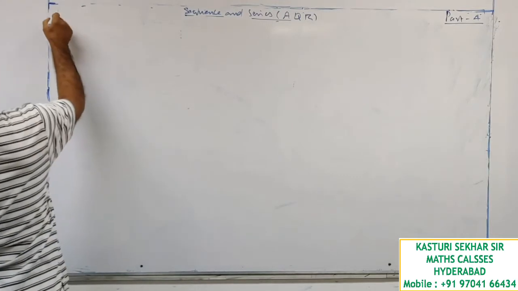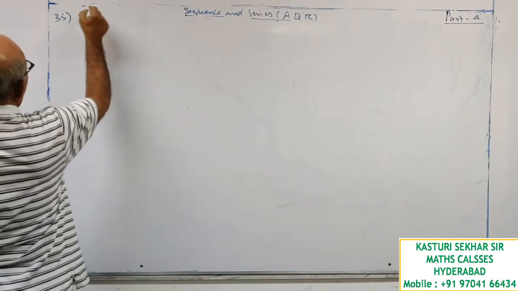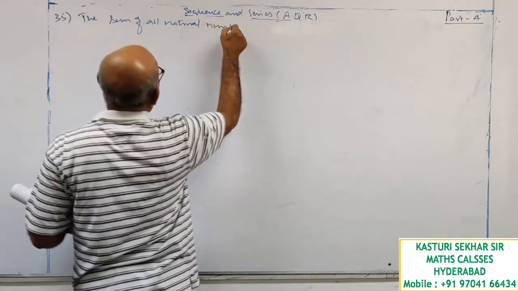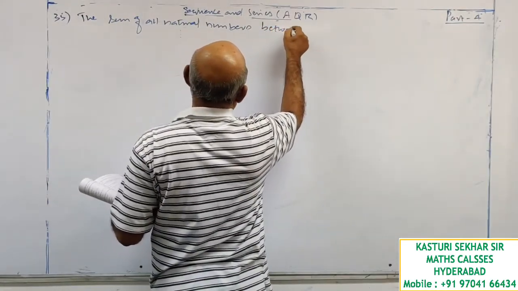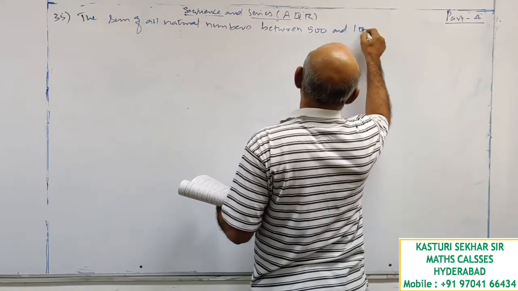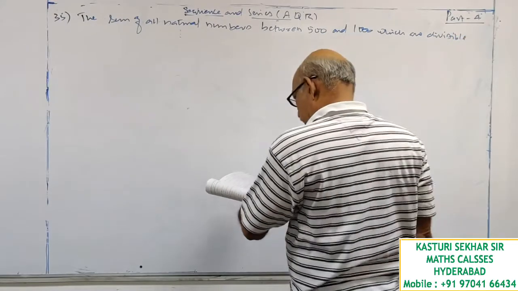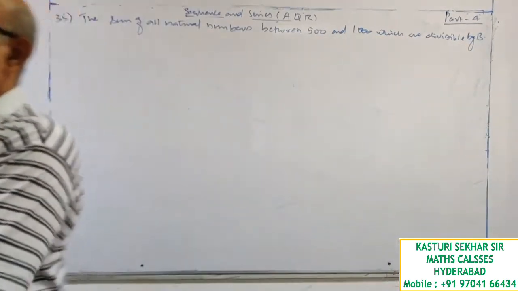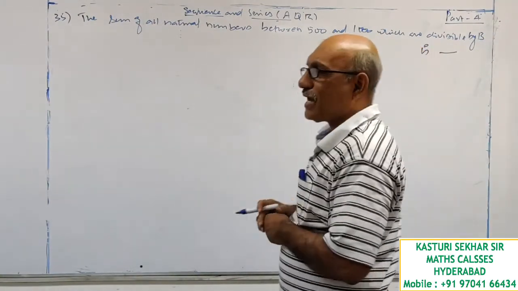Let us see question number 35. The sum of all natural numbers between 500 and 1000 which are divisible by 13 is, sum you have to calculate.